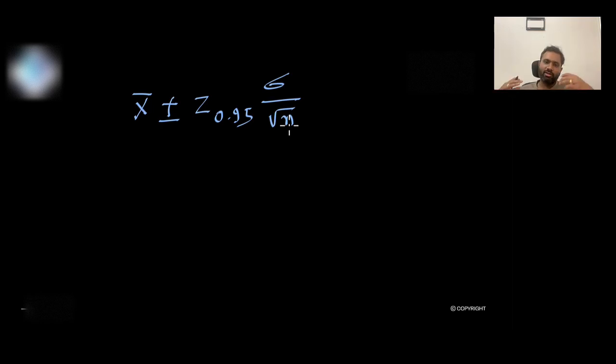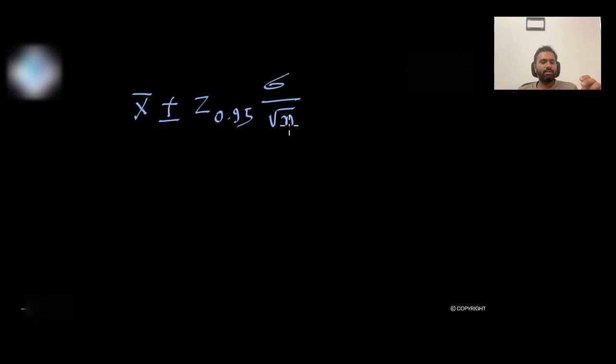right? Because you have more and more samples, you can say with more and more confidence that your actual mean is in a shorter region. So this is the formula to calculate the confidence interval. X bar is the sample mean, Z is the corresponding Z value, and sigma by square root n.